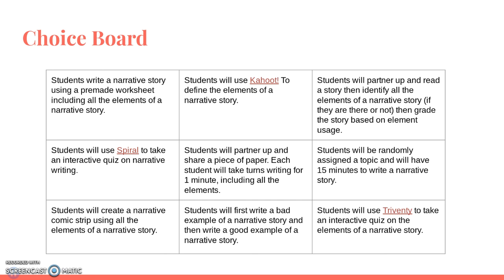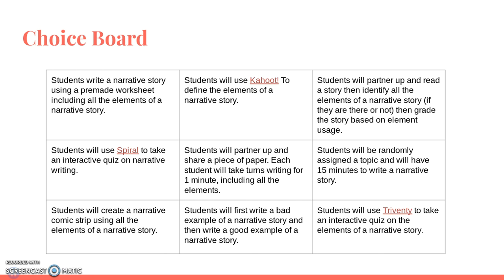The third one, students will partner up and read a story, then identify all the elements of a narrative story, if they are there or not, and then grade the story based on element usage. So this would just be, they'd be in partners, and then they would get a printout of a narrative story. All the partner pairs would have a different story. And the elements of a narrative story won't necessarily be in there, but it's their job to figure out if it is in there and then to point them out and then grade that story based on the element usage.